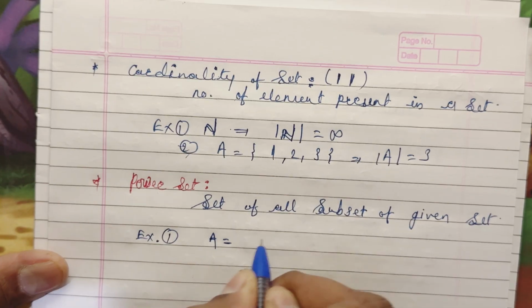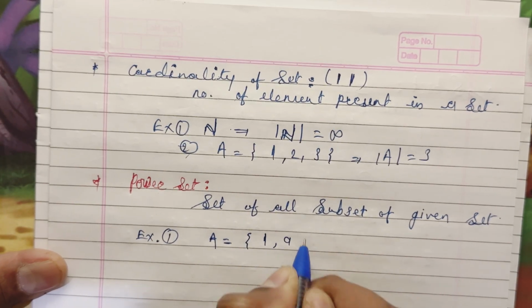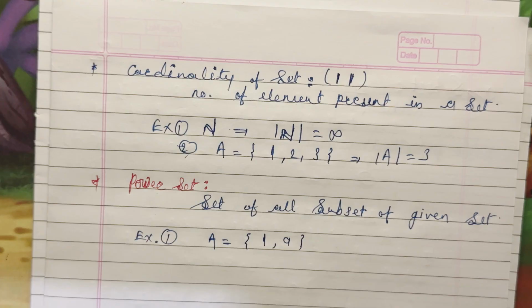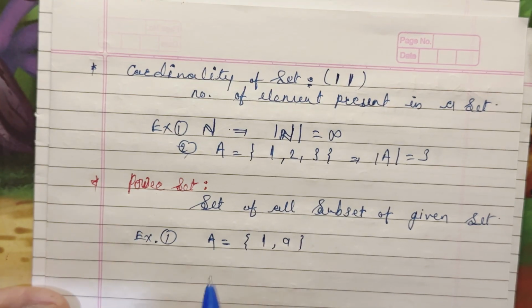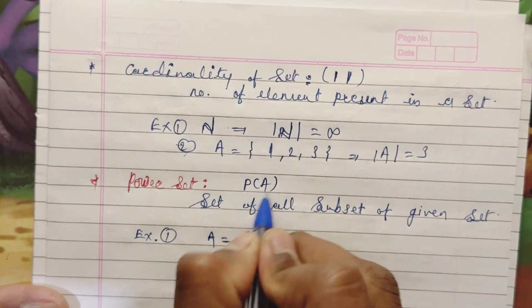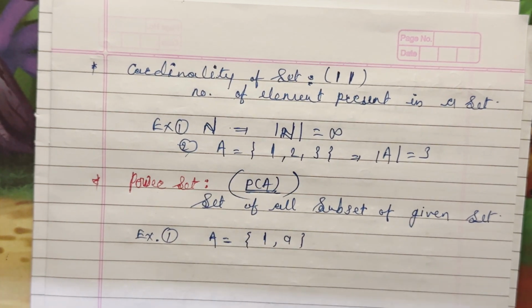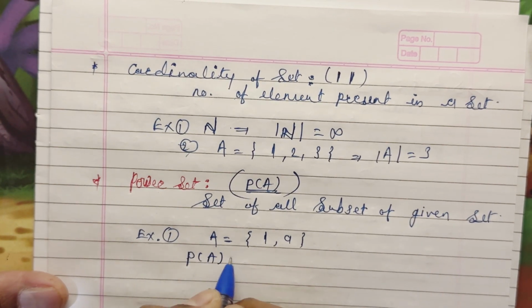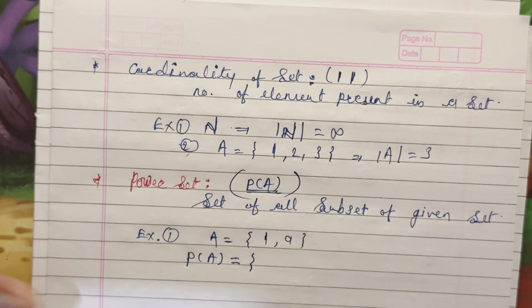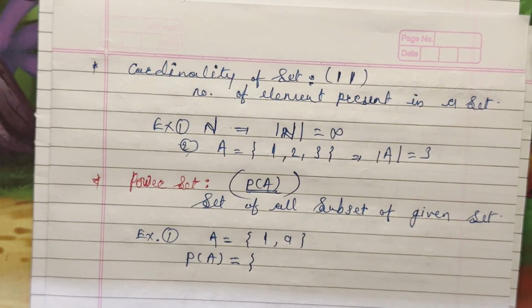Example first. If I consider set A as {1, a}, these 2 elements, then the cardinality of set A is 2. What is the power set of A? The power set of A is denoted as P(A). Now see that in our set, phi is a subset of every set. That means phi is an element which is present in every set, but it cannot be visible.